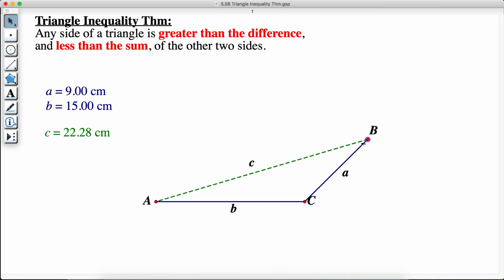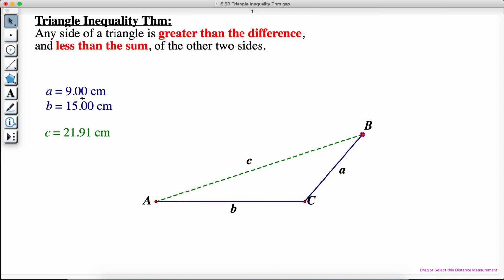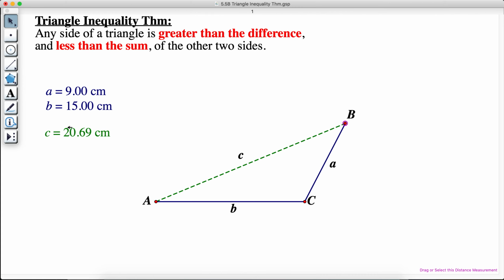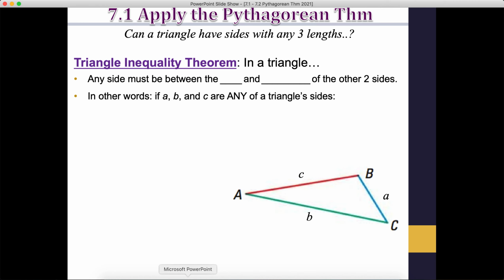So if I have two triangle side lengths with their values being 9 and 15, and I don't know the third value, there's not too much I could do with it, but I could deduce that it's going to be somewhere between 6 and 24, which is not a totally useless fact. But let's get this down. Any side must be between the sum and difference of the other two sides.